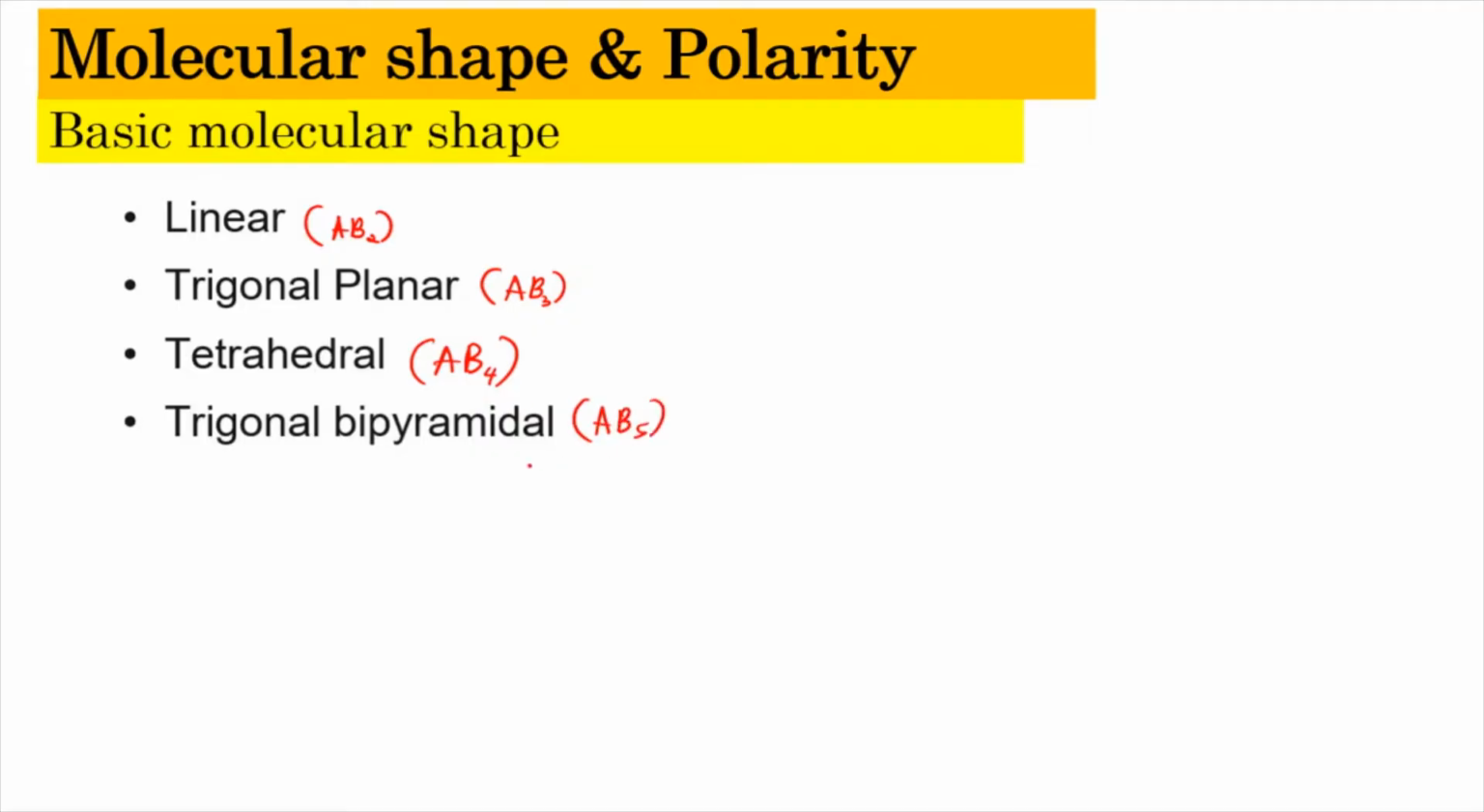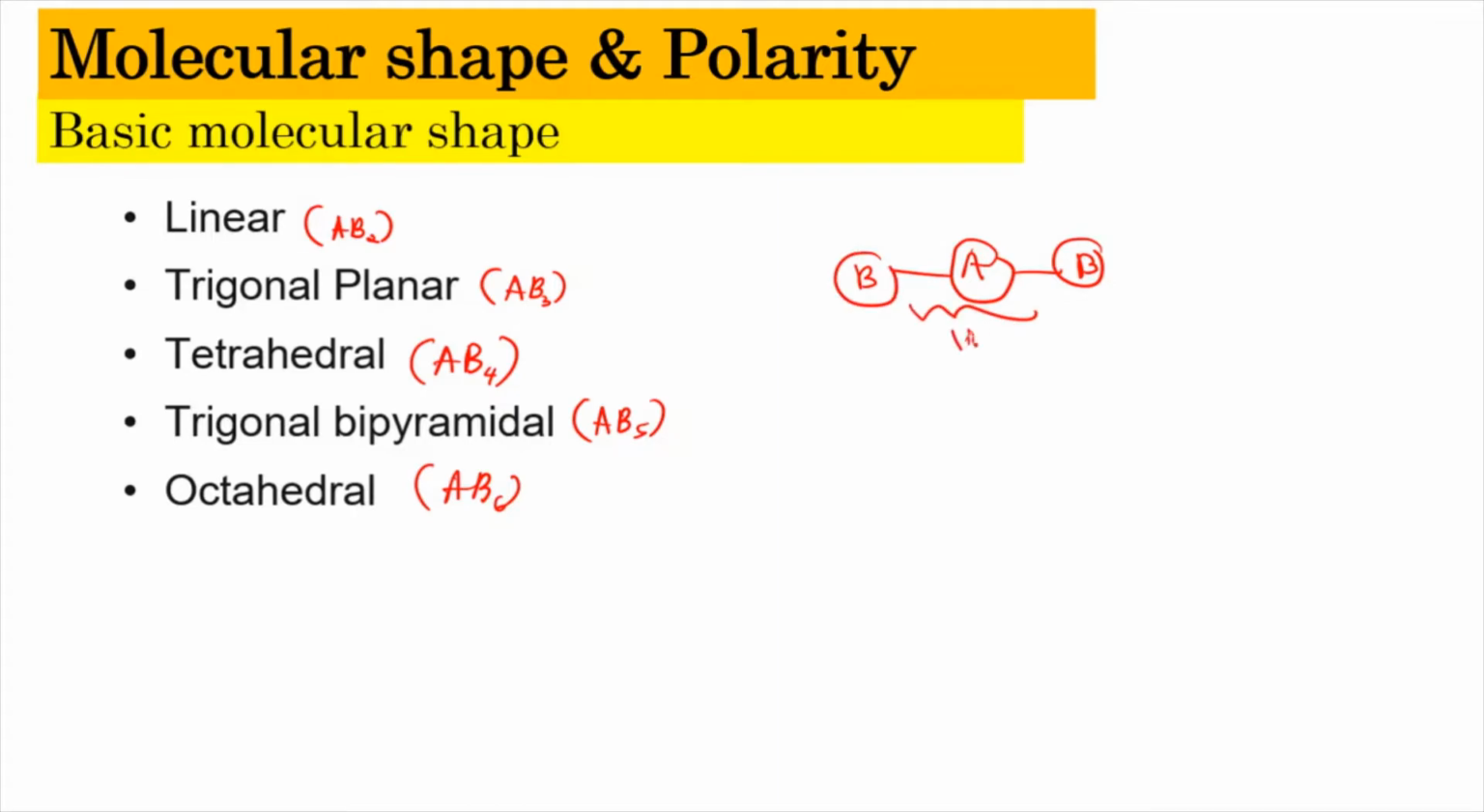B5. And then next, you're going to have the A octahedral with a class of AB6. So you can imagine the central atom to be A, and then it is bonded with two terminal atoms B and B here. So for this case, it is known as linear. So the most basic one.